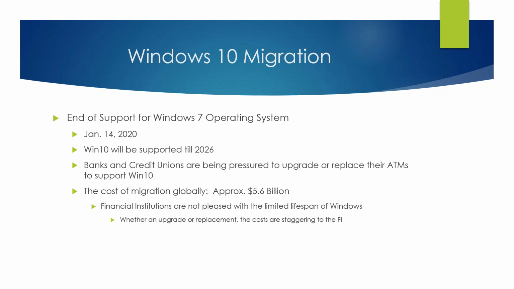Banks and credit unions are clearly being pressured to upgrade or replace their ATMs. We are hearing every day about what is the necessary upgrade or replacement path. I'm sure that a lot of you, as well as we, are doing surveys and analysis of the fleets in the field and what can be changed out as opposed to replaced entirely. That's probably commonplace. But something I found a little bit shocking is the cost of migration globally, which is all really due to Windows, approximately $5.6 billion for the banks and credit unions globally to adjust to Windows 10 just on ATMs.